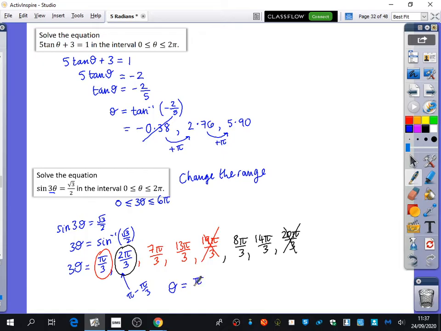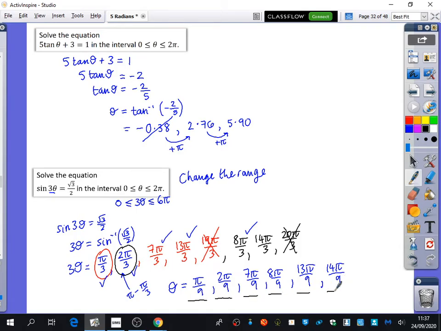So I would have pi over 9. That's that one there done. Then I would have 2 pi over 9. That's that one there done. Then I would have 7 pi over 9. That's that one there done. 8 pi over 9. That's that one there done. 13 pi over 9. That's that one. And 14 pi over 9. So I have now got for this one 1, 2, 3, 4, 5, 6 solutions. Why have I suddenly got 6 solutions rather than, in most of the previous questions, 2 solutions?